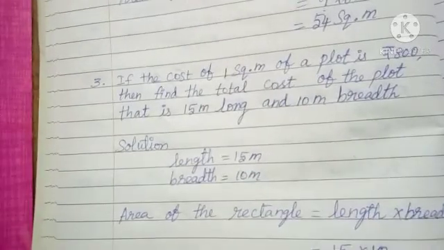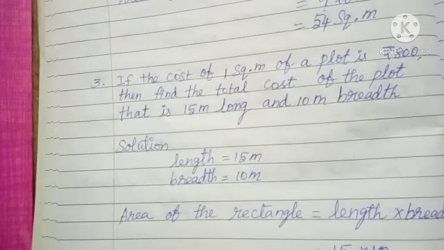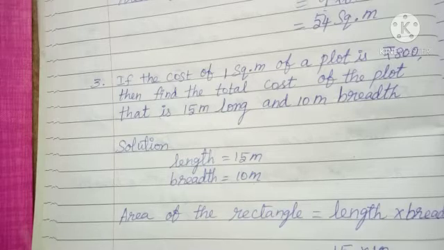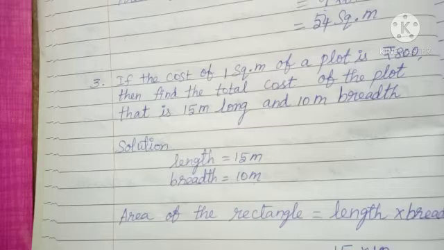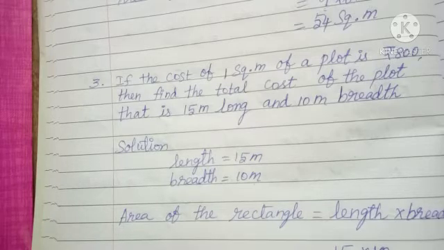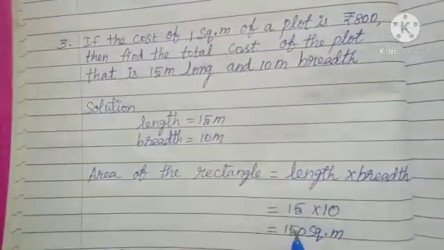So first you find out the length and breadth. Use the formula for area of rectangle. Here the length and breadth values are given to you. So first use the formula area of rectangle. Area of rectangle is length multiply breadth.